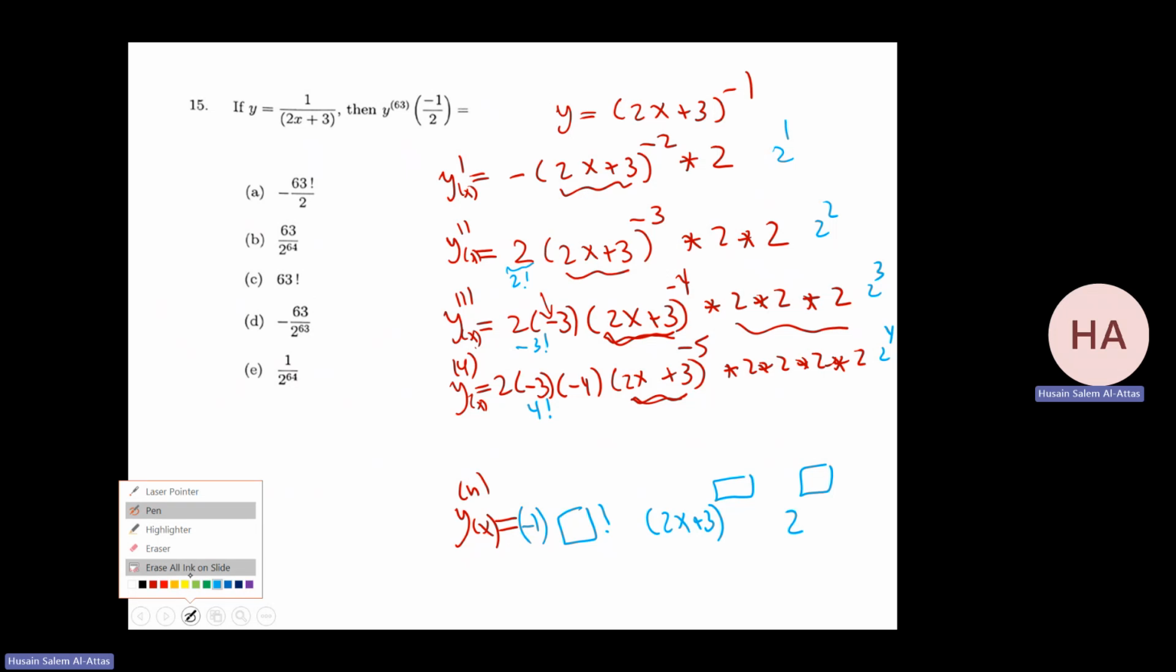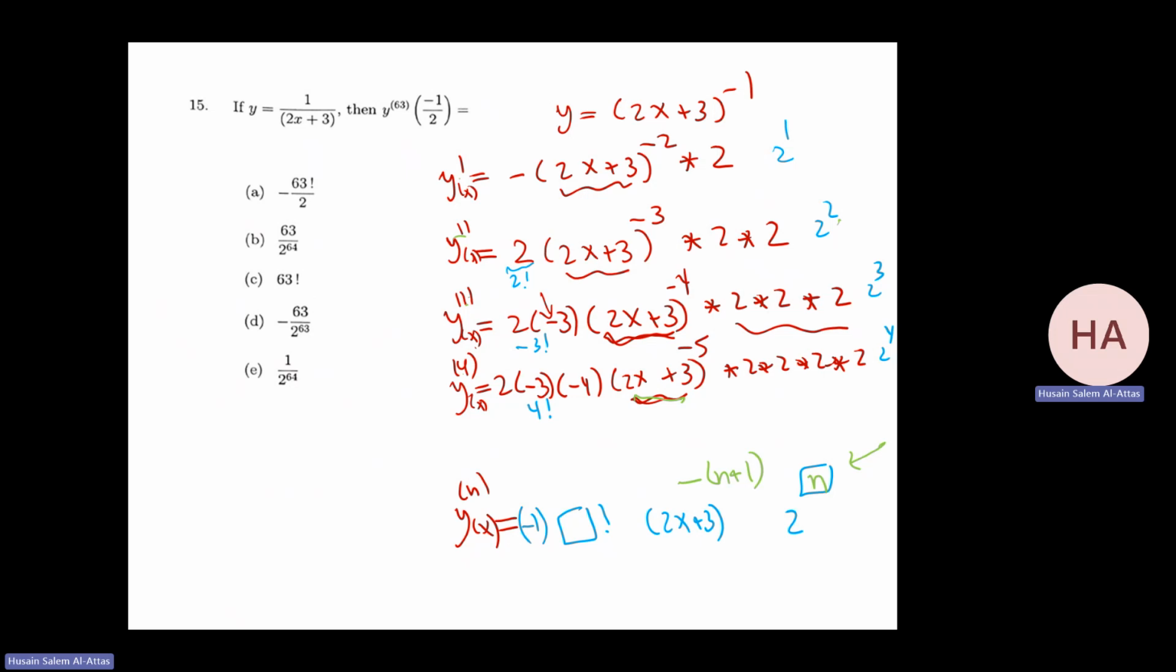Now I need to figure out what these numbers will be. Here, for the power, this is the easy one. The first one, 2 to the power 1. Second one, 2 to the power 2. Third, 2 to the power 3. So this is 2 to the power n. Okay, the power of this expression, 2x plus 3 to the power minus 5. So the third minus 4, the fourth minus 5. So that will be minus n plus 1.